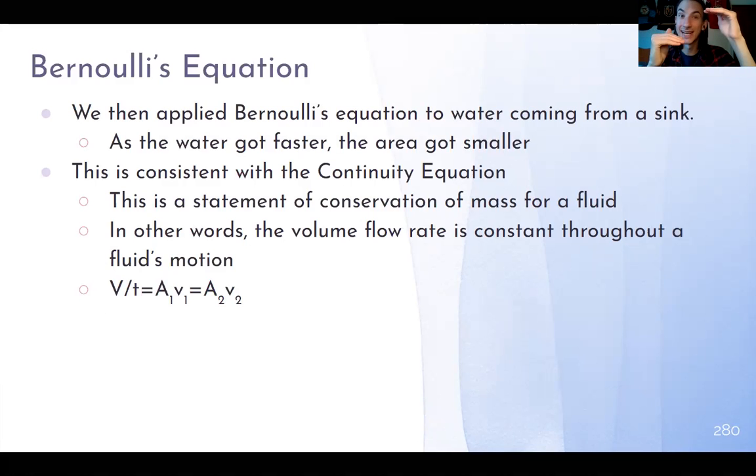So we saw, hey, as the height decreased, the velocity went up. As our velocity went up, the area went down. So then we said, okay, we have this relationship between velocity and area. That's a little bit weird. And what we said was, hey, this is consistent.